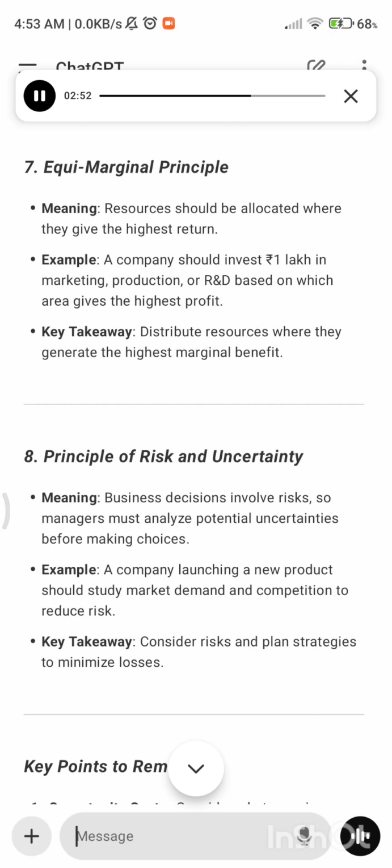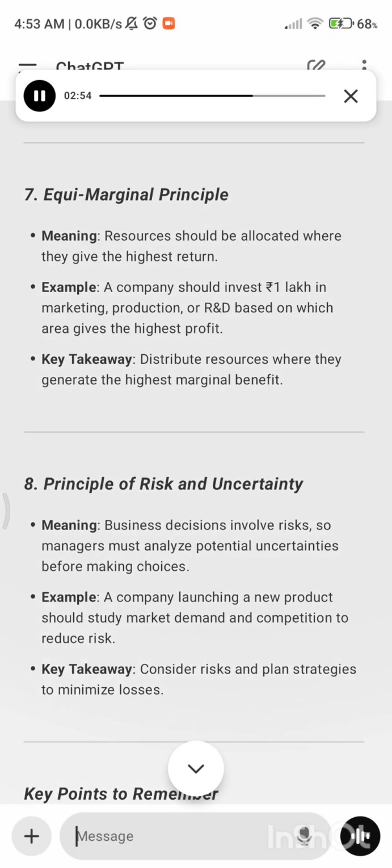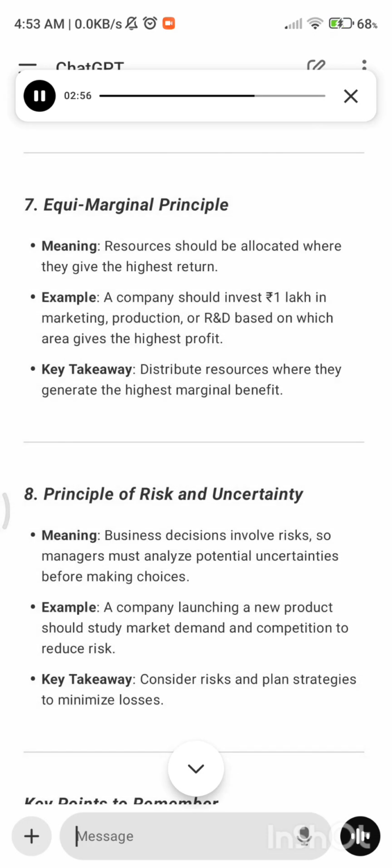7. Equimarginal principle. Meaning: resources should be allocated where they give the highest return. Example: a company should invest 1 lakh in marketing, production, or R&D based on which area gives the highest profit. Key takeaway: distribute resources where they generate the highest marginal benefit.